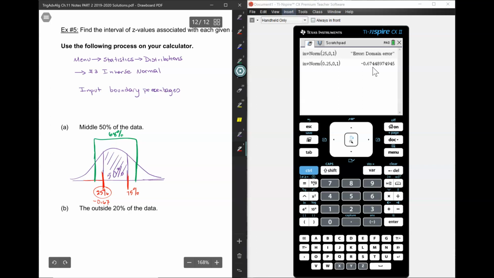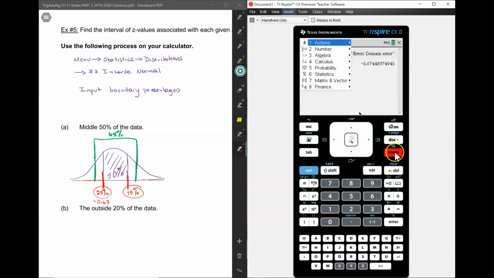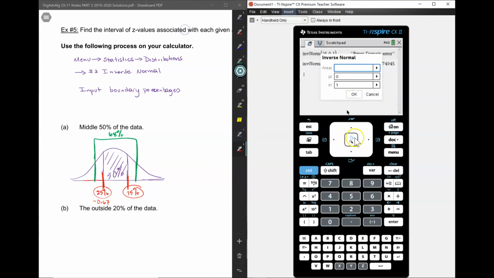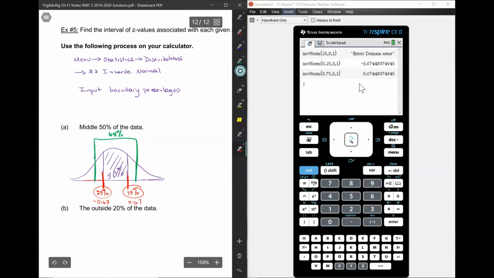And then I have to do it again now for this one. So let's go one more time. Menu, Statistics, sorry, Distributions, Inverse Normal. Let's put 0.75. And now we get 0.67. And that makes sense because it's symmetric, right?